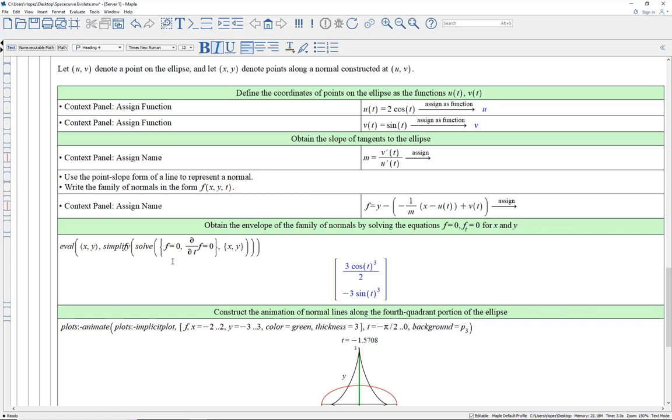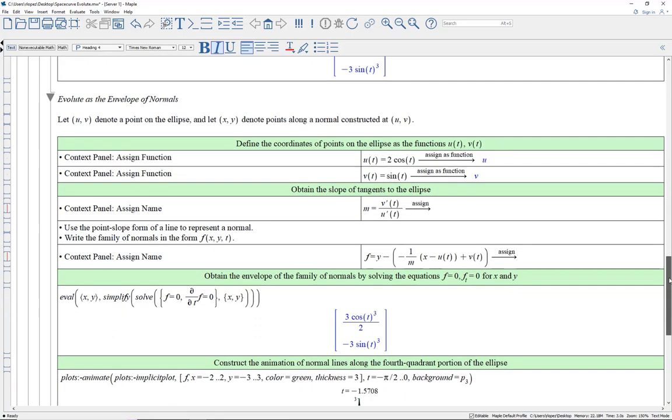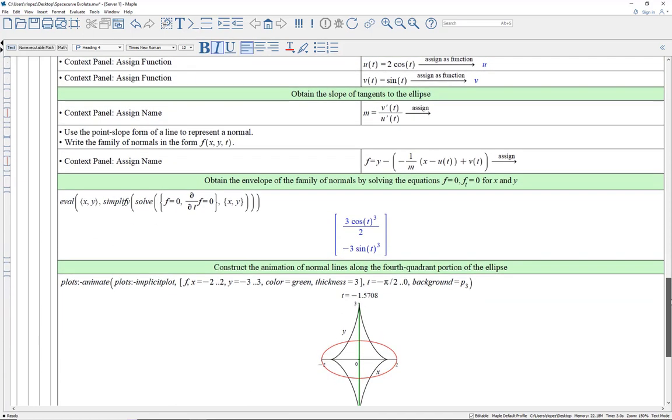To get an envelope, you solve simultaneously this function equal to 0 and its derivative with respect to the parameter t equal to 0. You solve that for x and y, and you notice that you get the same curve, or the same vector, parametric representation of a curve, that we had here. So this representation of the envelope is equivalent.